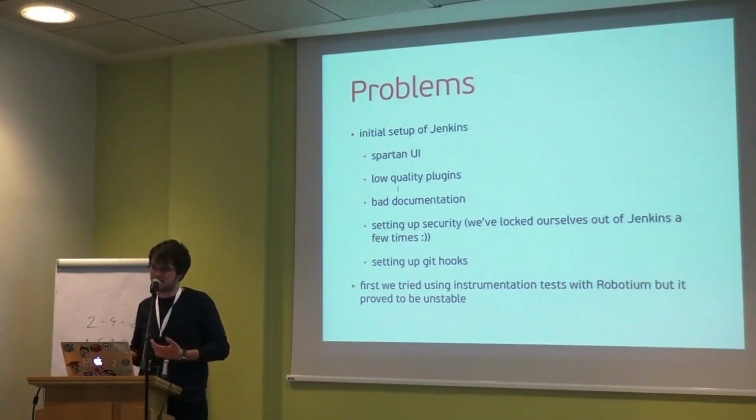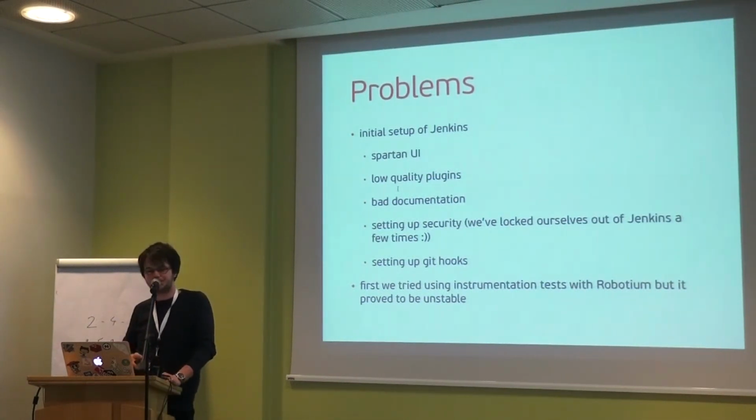But we had a lot of problems, as I said before, while implementing this process. The major part of problems was with Jenkins. You probably all know that it has a really Spartan UI, low quality plugins, and really bad documentation. When we started to implement Android on Jenkins, we were basically the pioneers of it. So if you wrote into Google how to integrate Android with Jenkins, you got really no results. Nobody did it.